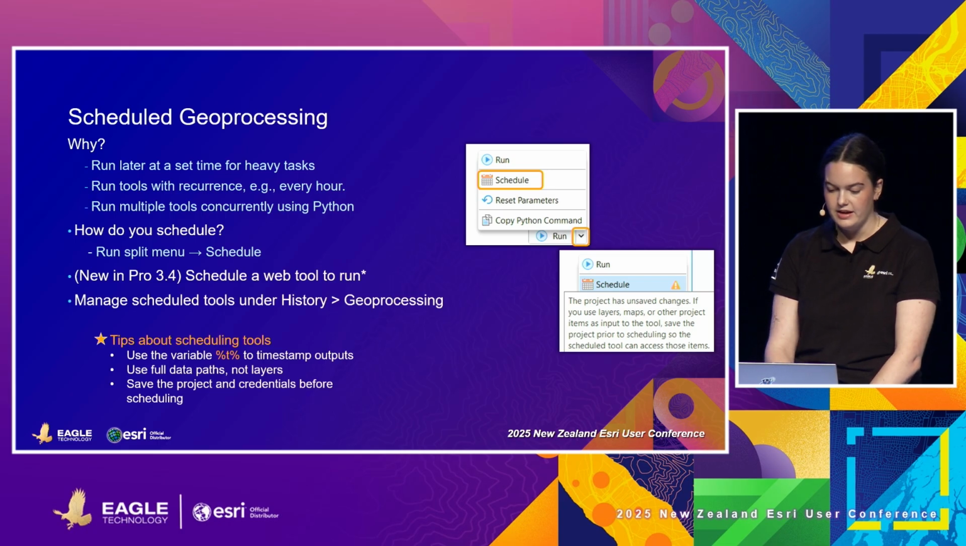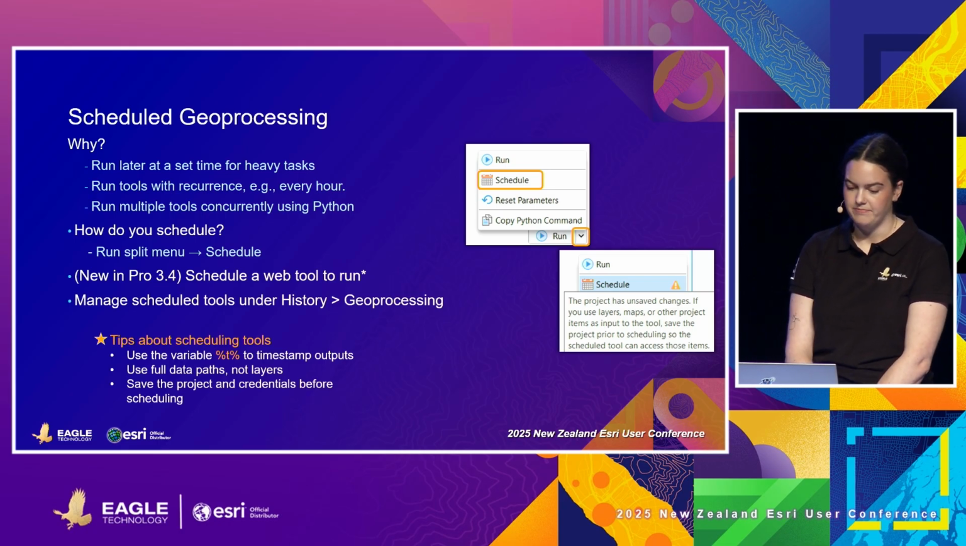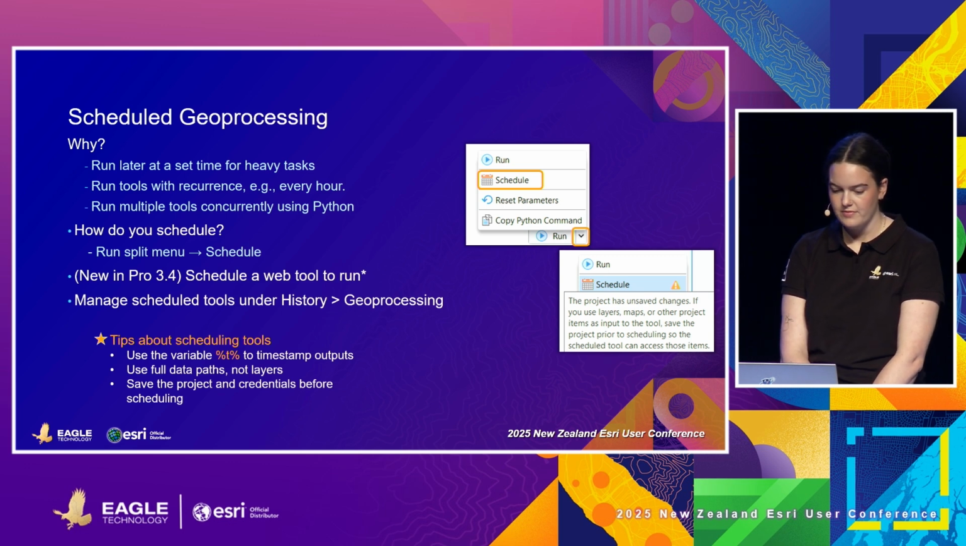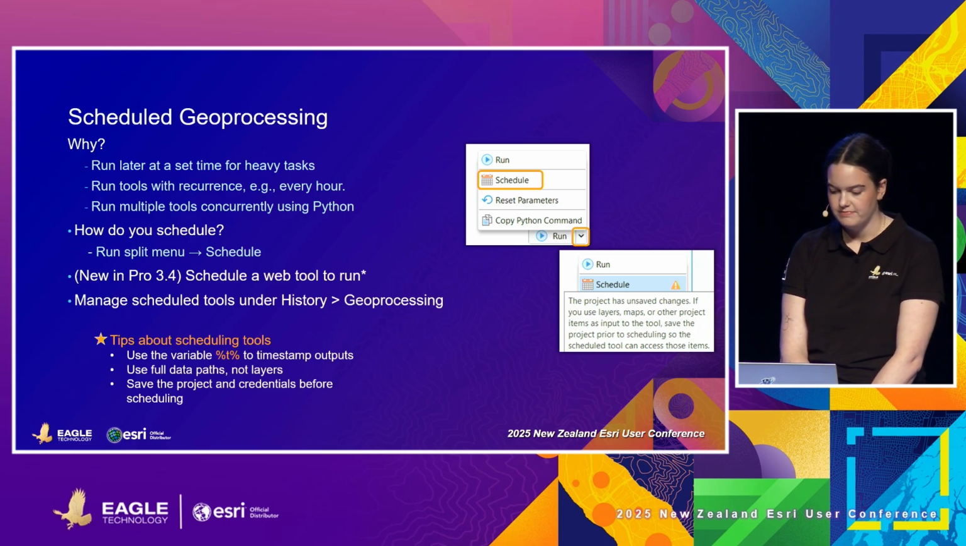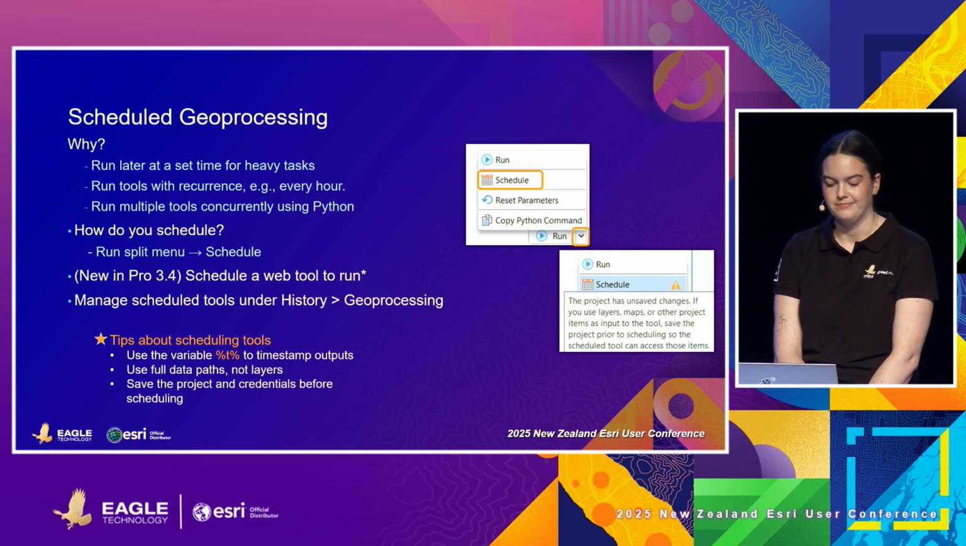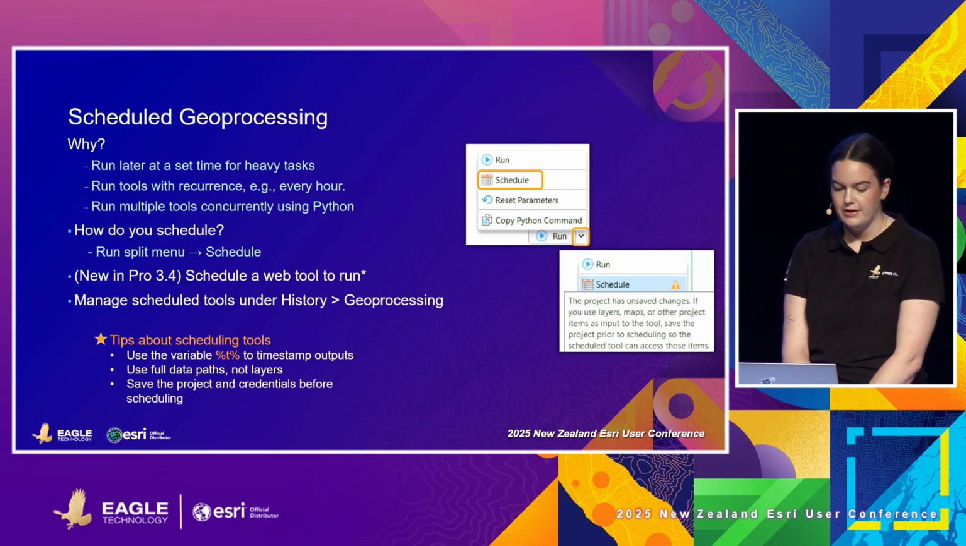Another way to automate your tools is to schedule them. So you could be doing this to run your tasks later on for heavier tasks while you're not using Pro, run tools on recurrence, so every hour or every day, or run multiple tools concurrently using Python. Once you've scheduled the tools, it can still run while your Pro is not even on. You can use the timestamp variables, similar to how we talked about using the name variable earlier, to create timestamped outputs to differentiate them. And also, a hot tip, make sure you're using the full data paths and not the layer to avoid unnecessary errors.